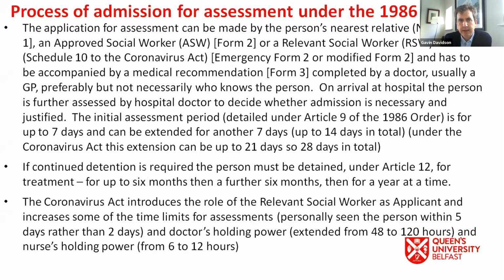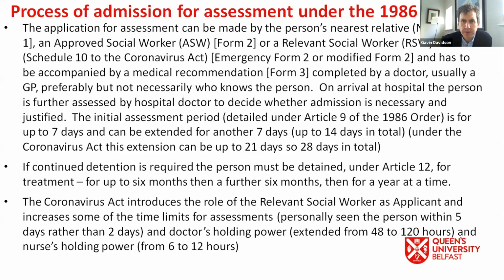The process then of admission for assessment under the 86 order. In order for someone to be admitted under the 86 order, there has to be an application and a medical recommendation. The application for admission for assessment can now be completed by people in 3 different roles. The first is the person's nearest relative, who would complete Form 1. And the nearest relative is specifically defined under the 86 order. We'll come back to that.